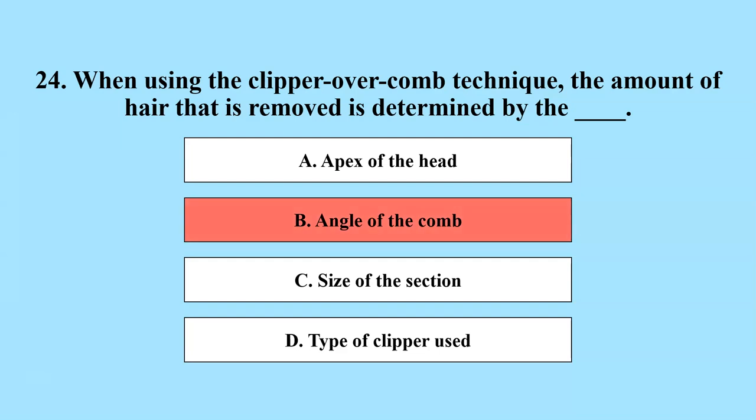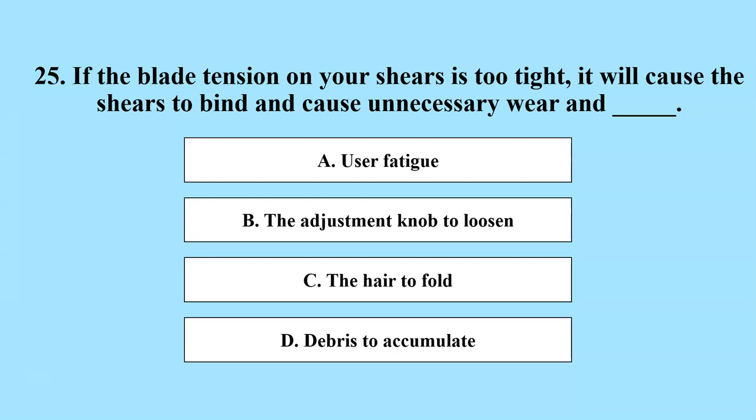If you chose B, angle of the comb, you are correct. If the blade tension on your shears is too tight, it will cause the shears to bind and cause unnecessary wear and user fatigue. The adjustment knob to loosen, the hair to fold, debris to accumulate. If you chose A, user fatigue, you are correct.